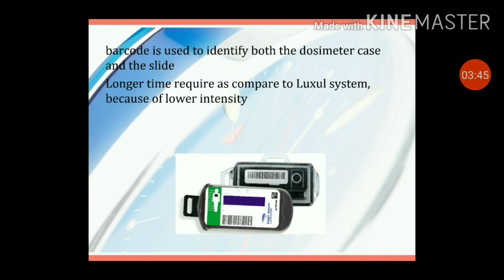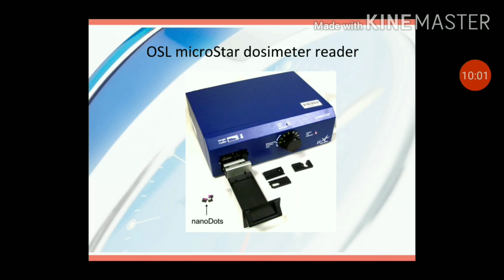So a barcode is used to identify both the dosimeter case and the slide. Longer time is required as compared to the Luxel system because of its lower intensity. This is an OSL microStar dosimeter reader.